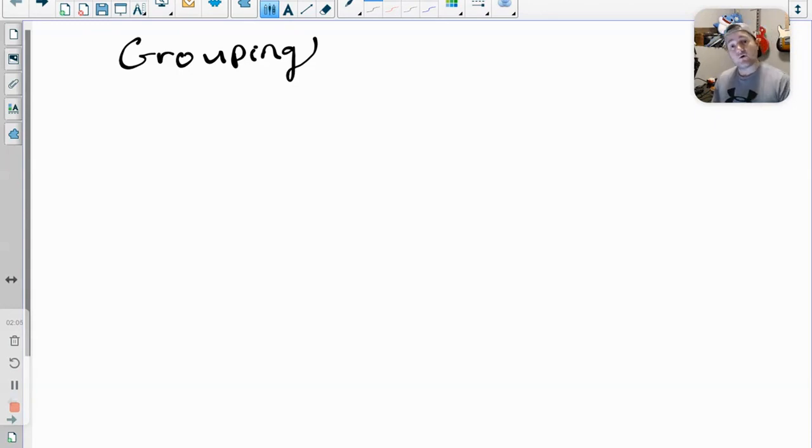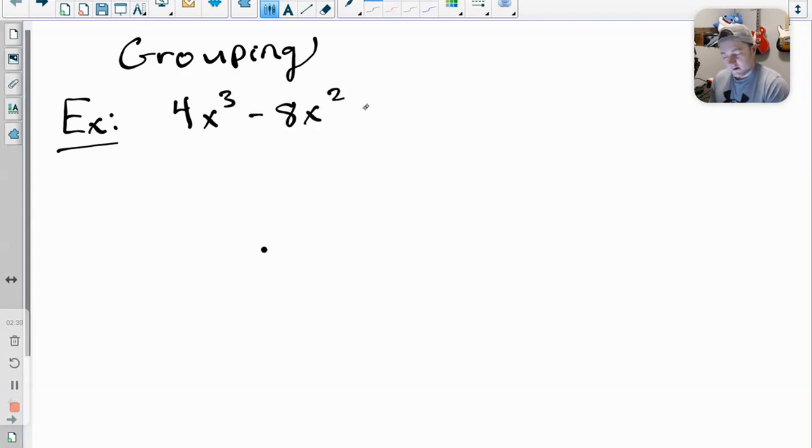When you come up with a cubic, chances are you're going to have the ability to group it. But if not, we can always fall back on the integral zero theorem. It's just that it takes much longer, and it often requires a calculator to be able to do. So let's show you an example of a cubic that we can group. I've got it written down here: 4x cubed minus 8x squared minus x plus 2.